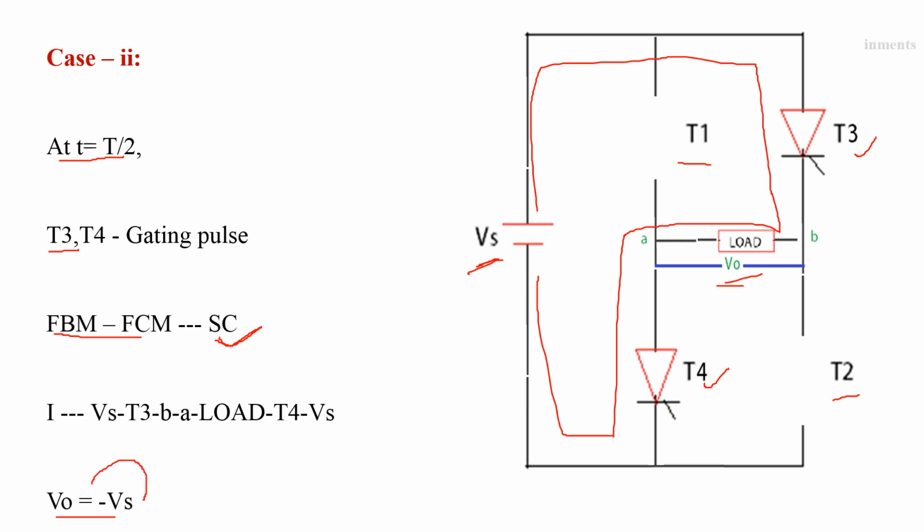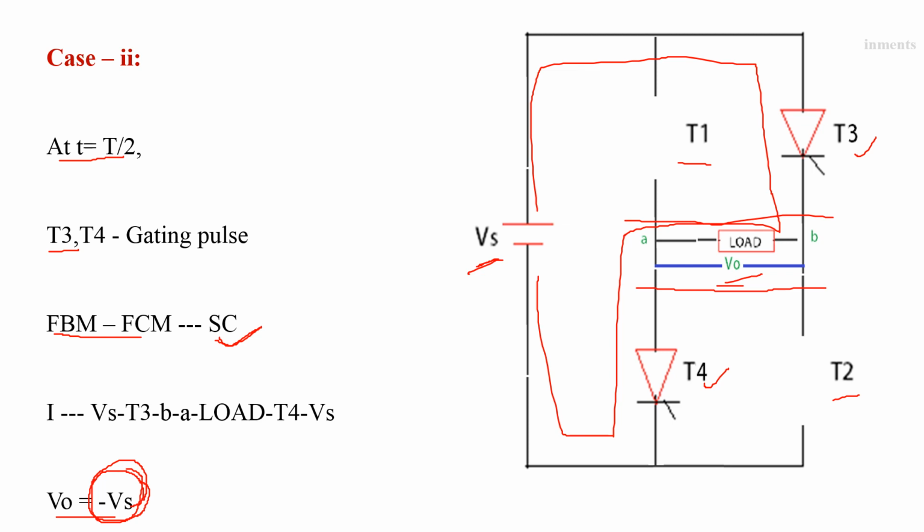Here voltage appears as a negative. Why? Because in this case current is flowing from terminal B to terminal A, which is opposite to the current direction in the previous case. In the previous case, current is flowing from terminal A to terminal B. So we are going to consider the output voltage that is opposite to the previous case output voltage. In previous case we consider output voltage V0 is equal to plus Vs. In this case we are going to consider the output voltage V0 is equal to minus Vs. Thus the working of full bridge inverter.